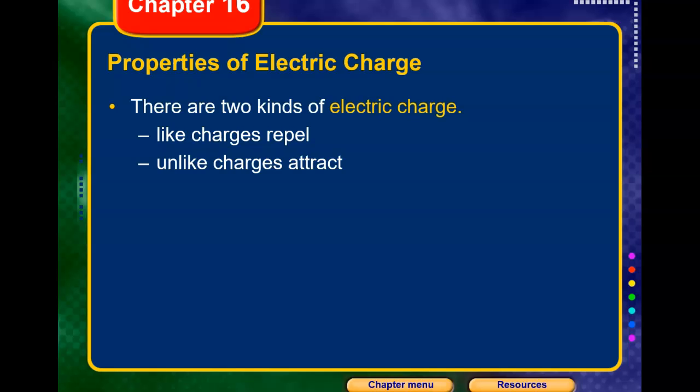Like charges repel, unlike charges attract. You've probably heard this for personalities too, but the same thing holds true with electric charges. If two things are electrically charged, and electrically charged just means there's an imbalance between electrons and protons, if they have the like type of charges, they repel each other; unlike charges attract.